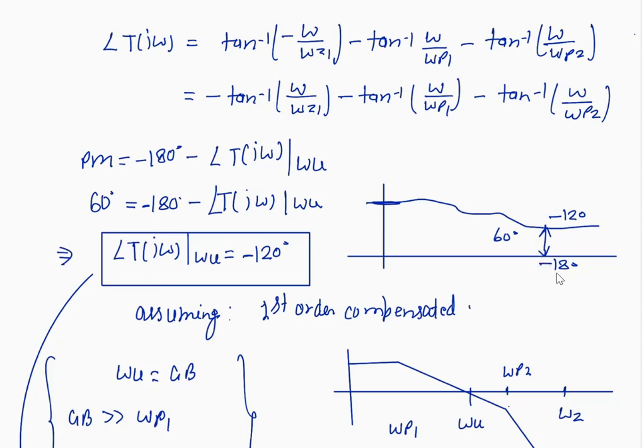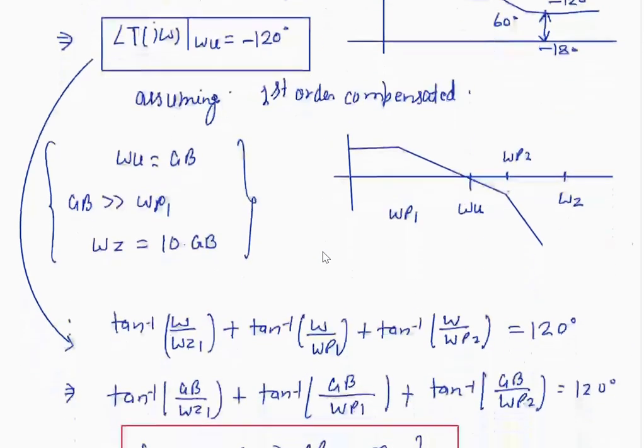With respect to minus 180 degrees, if I have 60 degrees of phase margin, then this transfer function must have contributed 180 degrees of phase shift at omega u. So put the value into this phase margin expression. They have given 60 degrees, my reference is minus 180 degrees, and at omega u my transfer function will give minus 180 degrees of phase shift.